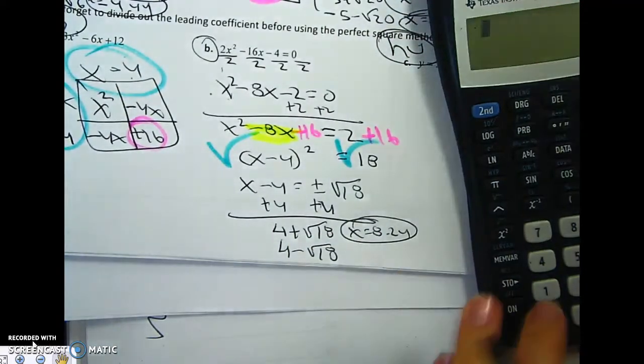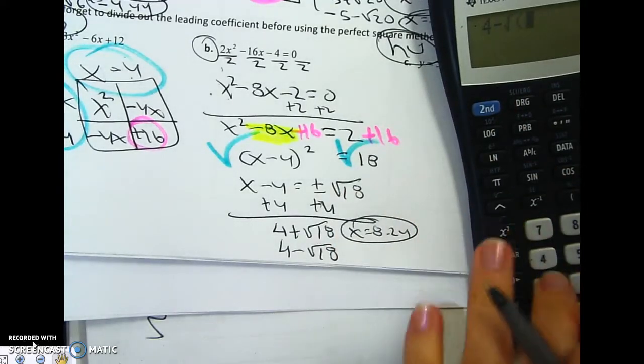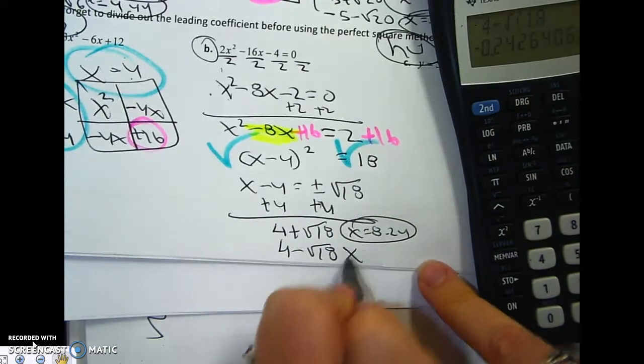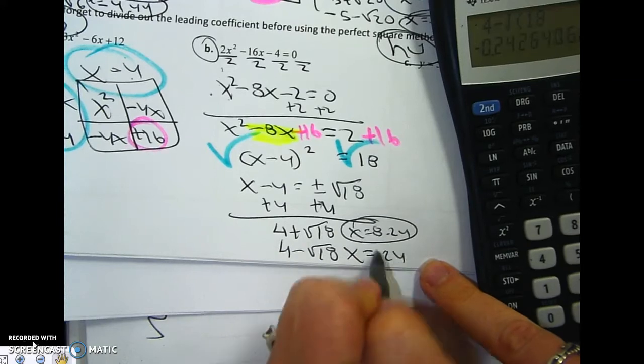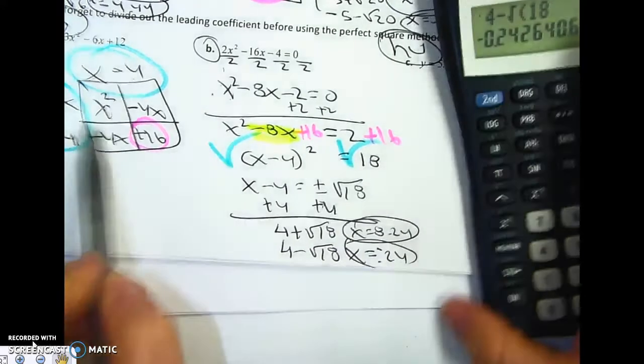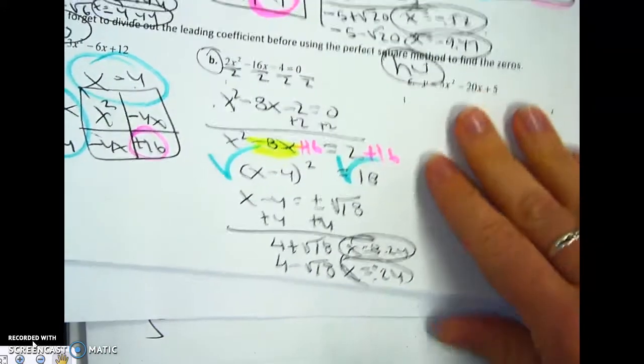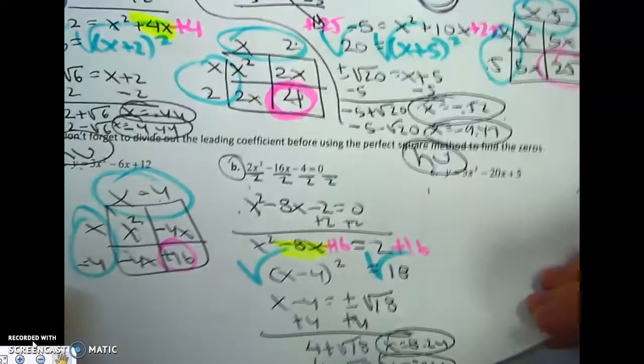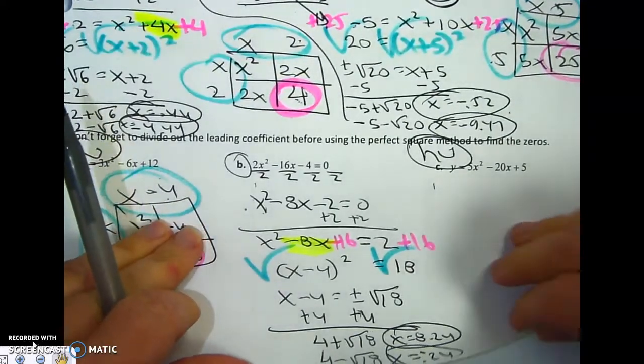And then I'm going to clear it up. 4 minus the square root of 18. And I get negative 0.24. Don't forget the negative. So make sure you do these two homework problems, okay? This was last night's homework. This was Tuesday's homework, so make sure you get that done, okay? Then you're going to watch the next video.